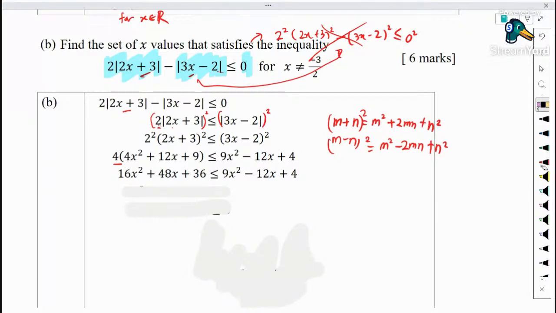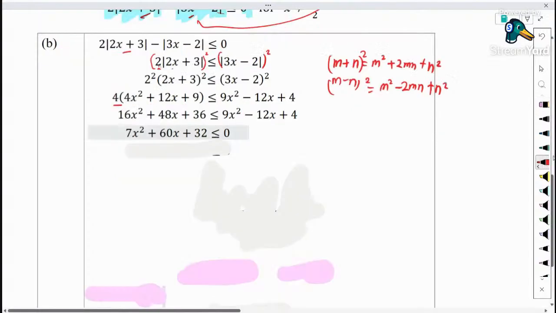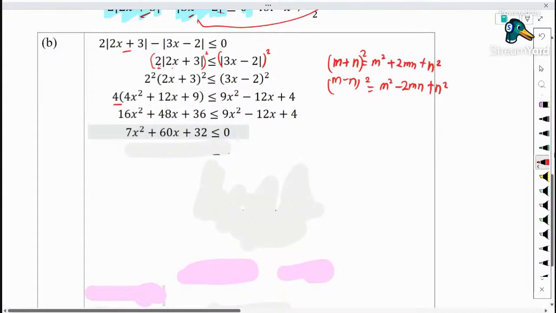Now you're supposed to see that you have a quadratic inequality. Rearrange it. You have 7x squared plus 60x plus 32 less than or equal to 0. And to solve this quadratic inequality, I'm using the classic way of factorization. Then I try to sketch the graph.